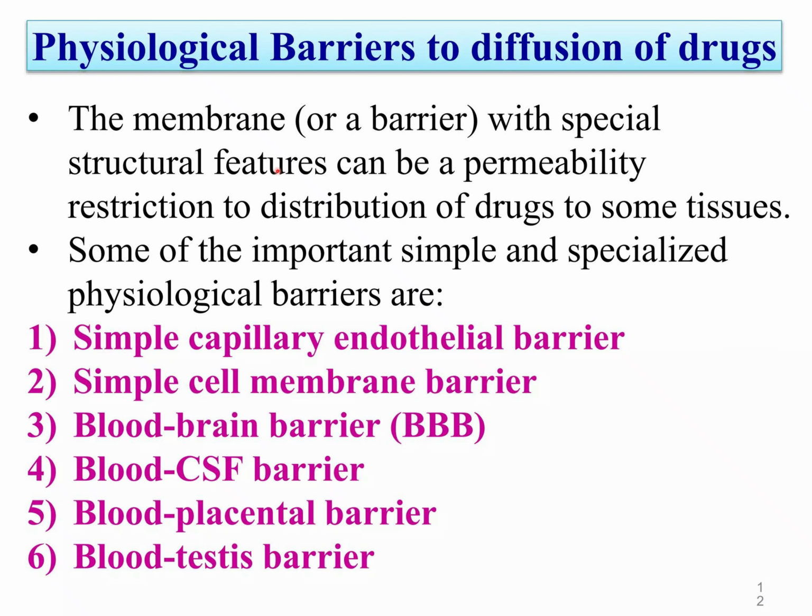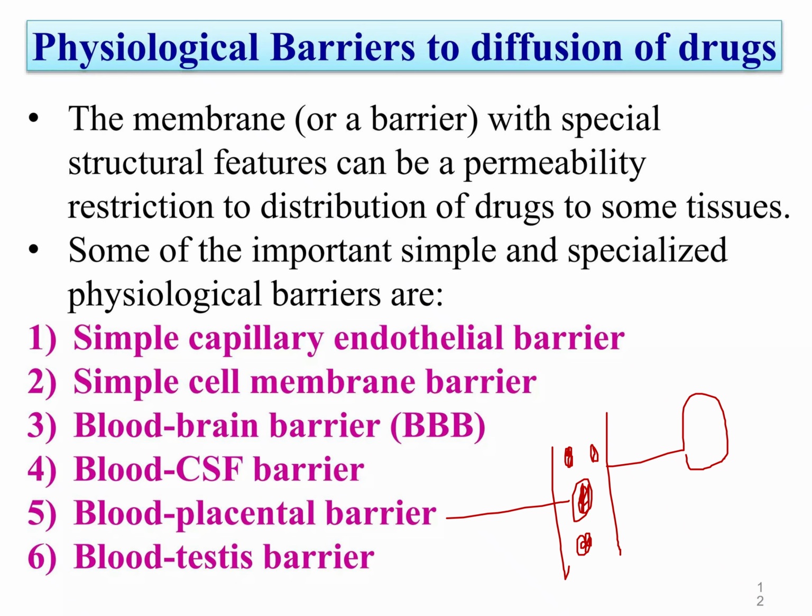So let's discuss different physiological barriers to diffusion of drug. As we have already seen, first of all, the drug is coming from the GI tract to the blood. Very good. The drug has come into the blood. Here it is bound to different proteins. Very good.